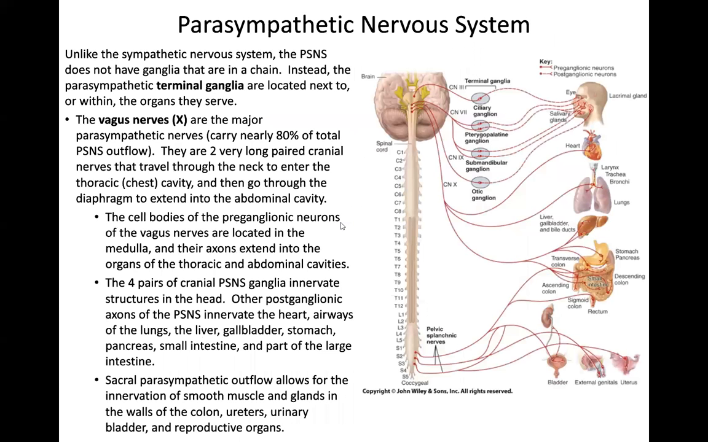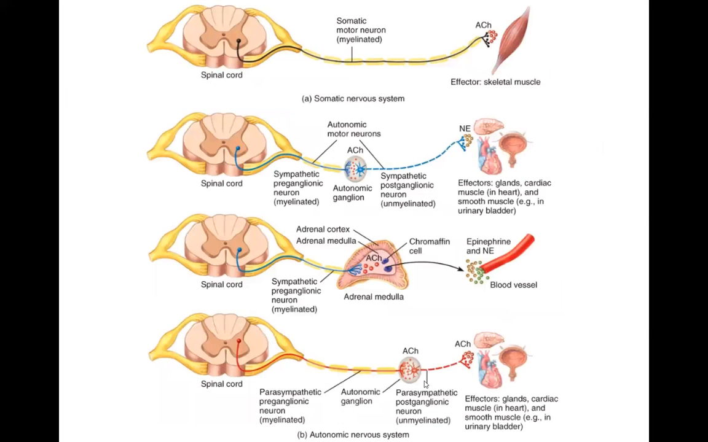So going back once again to this illustration down at the bottom, acetylcholine is released here and it's released here. Okay, so it's twice in a row. Whereas here for the sympathetic, it's acetylcholine and then NE for norepinephrine.